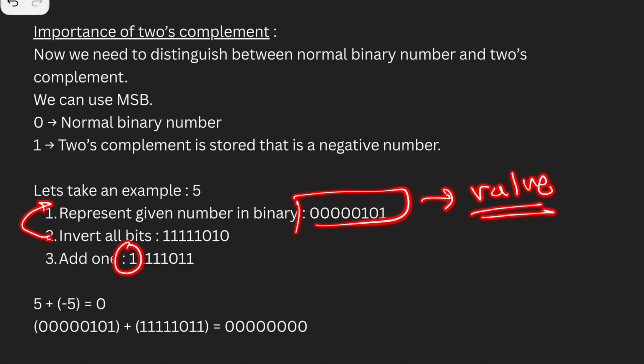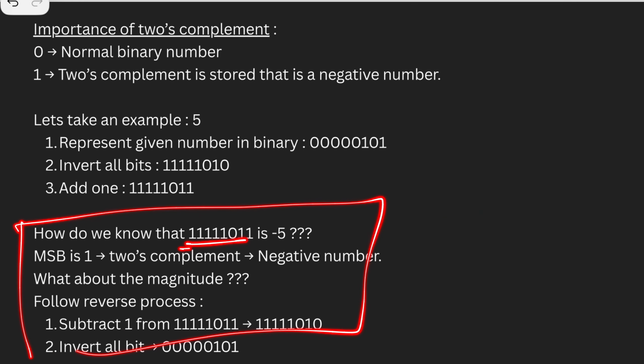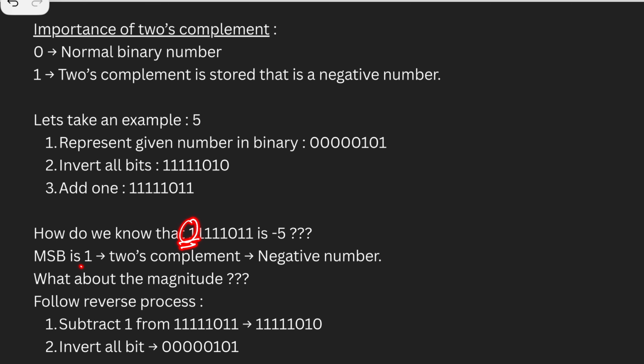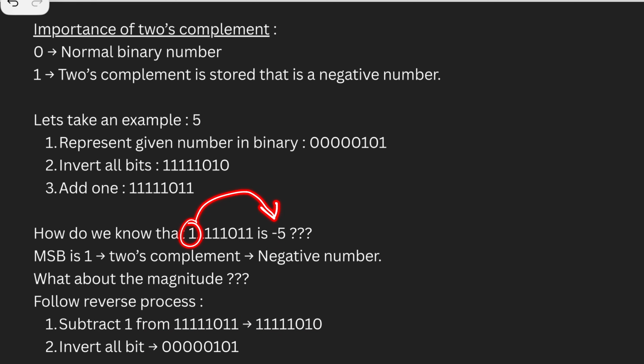And we know the sign by looking at this particular bit. That's what I have written here. How do I know that this number is going to be minus 5? Simple as that. Here we have 1. That means the number is going to be negative. Okay, what about the magnitude or the value? Well, we follow the exact reverse process. We subtract 1 from it. Now you have something like this. Then we invert all the bits. Now you have 5. 5 is going to be the magnitude or the value. Negative is just going to be the sign. And we got this negative sign because the leftmost bit is 1. That's why we get this negative sign here.